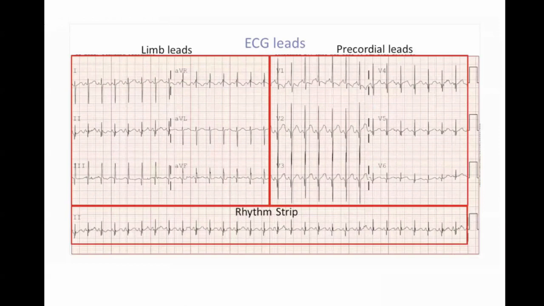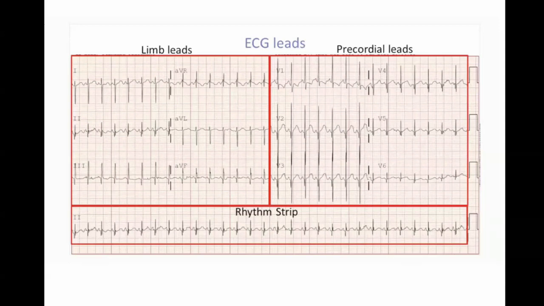So, the ECG leads and what they mean. Let's quickly review the leads used in a 12-lead ECG. The electrical forces of the heart in the frontal plane are detected by the 6 limb leads, which are labeled 1, 2, 3, AVR, AVL, and AVF. The frontal plane is the vertical plane that divides the body into anterior and posterior portions.